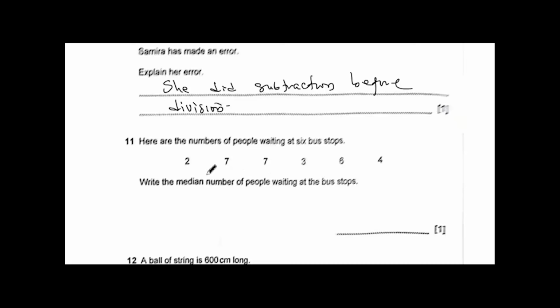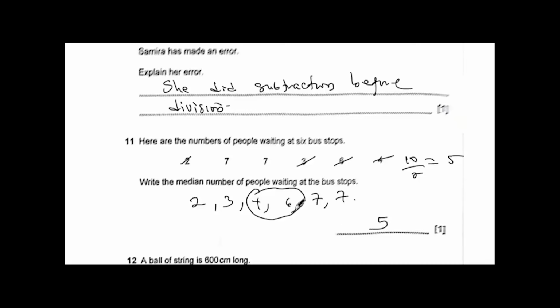Before you could get the median, you arrange the numbers either in ascending or descending order. So it will be 2. That's the first one. The next one will be 3. I'm arranging in ascending order, followed by 4, followed by 6, and you have 7 and 7. So the middle numbers will be 4 and 6. If you add them together, that will be 10. Then find the average, it will be 5. So the median is 5. And as you can see here, the middle number should be 5.